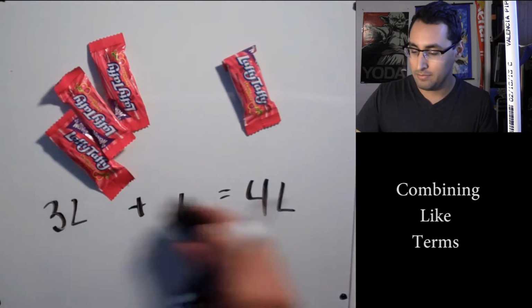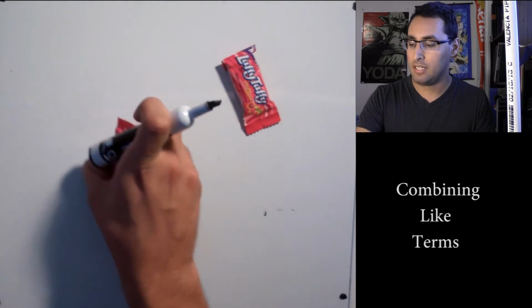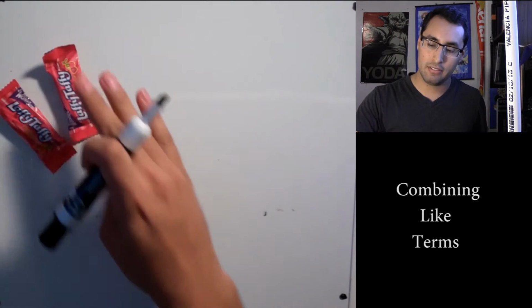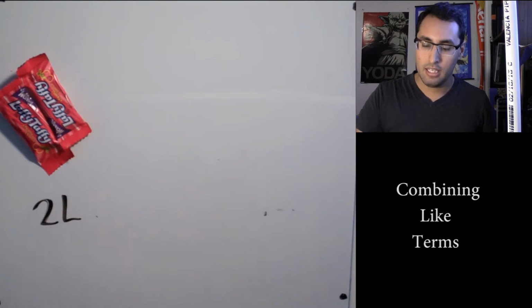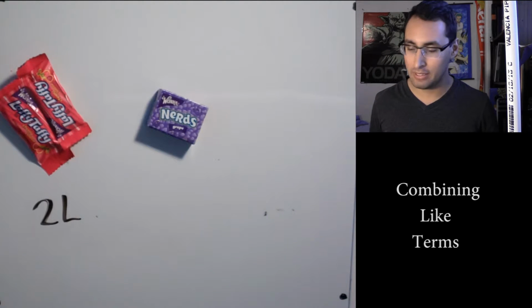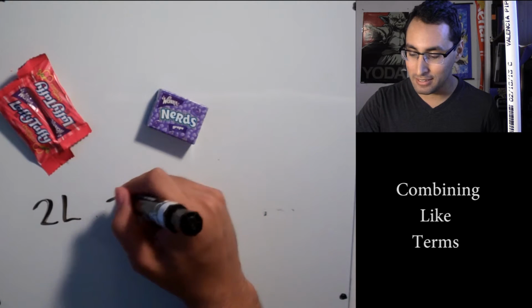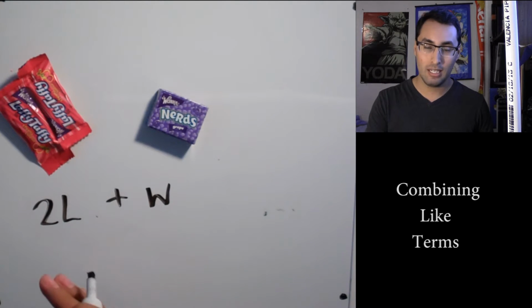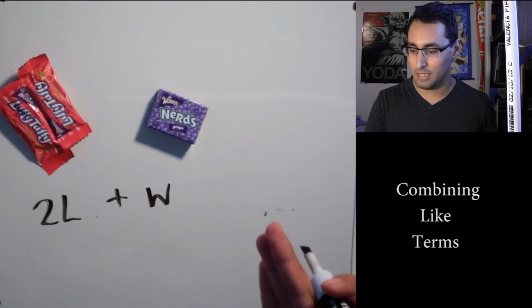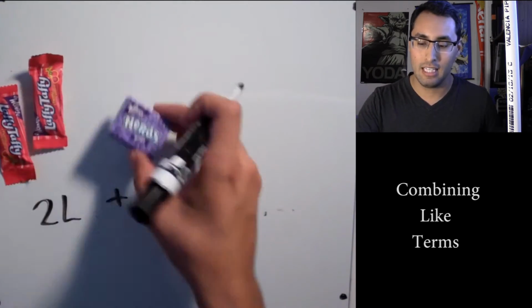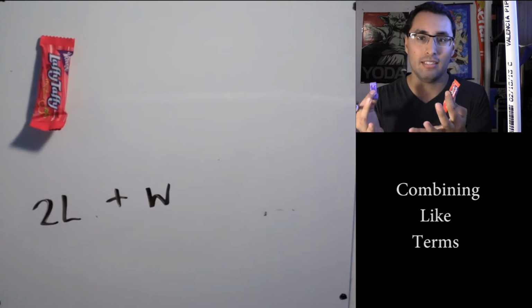But what if I were to say combine this? Let's say I would put 2 Laffy Taffies over here, and I'm going to put 2L. And I'm going to say, you know what, take this, Wonka Nerds. Those are probably expired as well. But I'll put a plus, and W for Wonka. Can I combine these things? No, they're not the same thing. So for this, 2 Laffy Taffies plus a Wonka something, whatever it is, it just stays like that. I cannot group these two things together. They're not the same thing. If I were to eat this and then this, they would not taste the same.